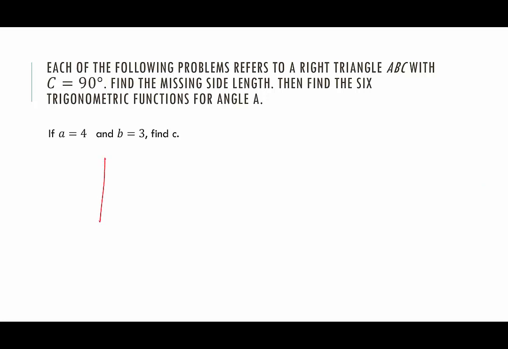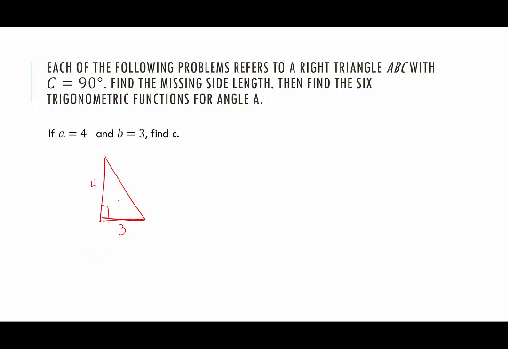So if I draw this beautiful triangle, oh dear, here's my right angle, despite what this looks like. Okay, we're going to put A over here, and a is 4. We're going to put lowercase b here, and b is 3. And then we want to find the hypotenuse.